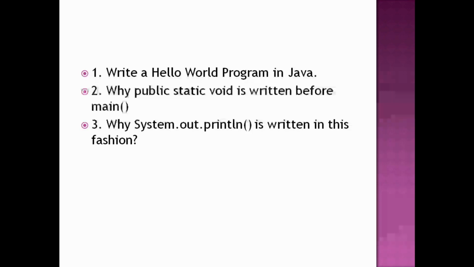And then once you write the hello world program, they will ask you why you write public static void before the main function, and why you write system.out.println in this particular fashion. For example, if you learn the C language, there we directly write the printf function, in C++ the cout function, right? But in Java we write system.out.println. So why this particular syntax, and what do you mean by each and every word, like what do you mean by system, what do you mean by out, and what do you mean by println?